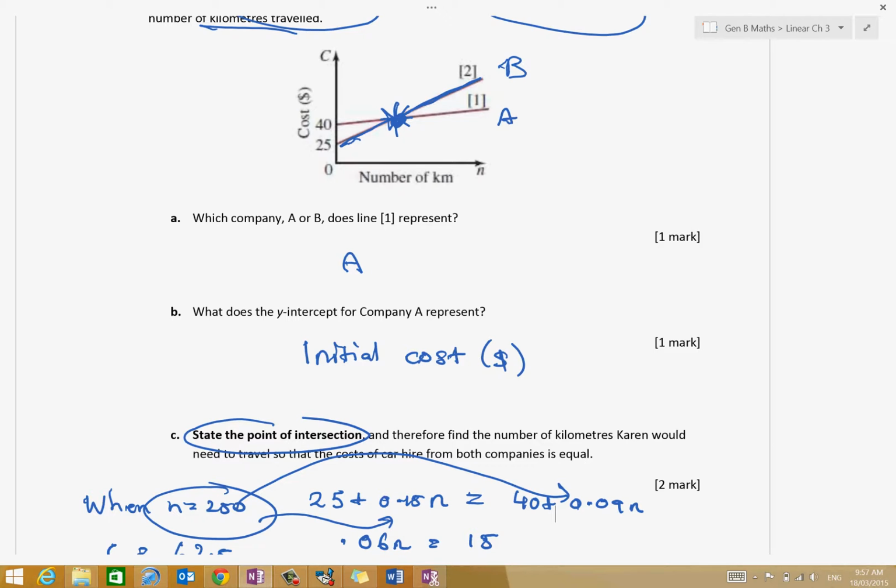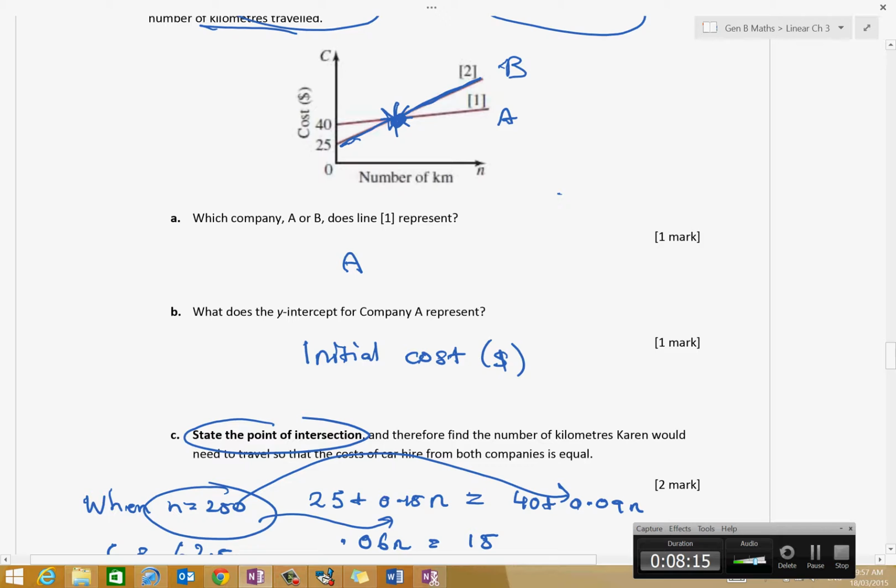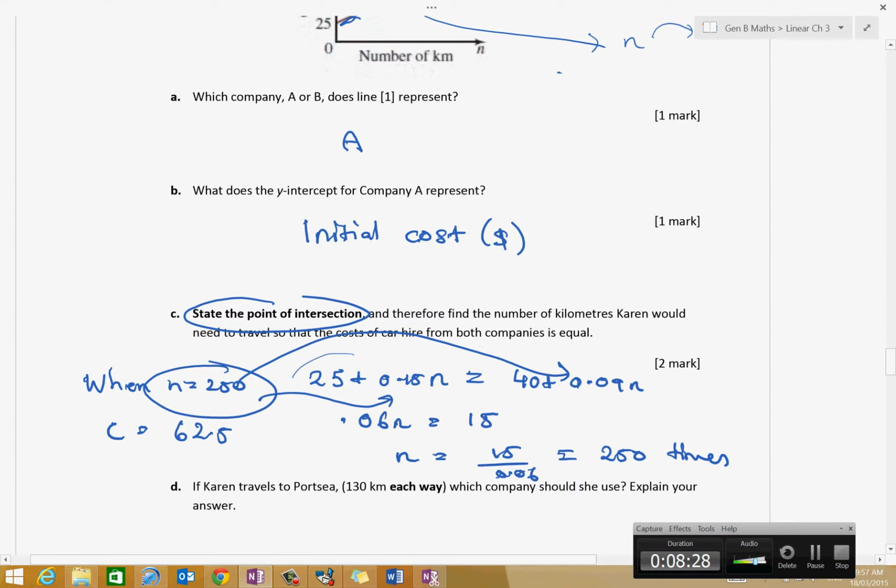What we're doing is we've found the n coordinate here. Now, in order to find n, we still don't know what that cost is. So we need to then sub n into our equation. And our equation is, we've got 2. And the y-coordinates or the c-coordinates are the same. So when you sub in 250 into this, you're going to get 250 times 0.15 plus 25 is equal to 62.5. Okay?